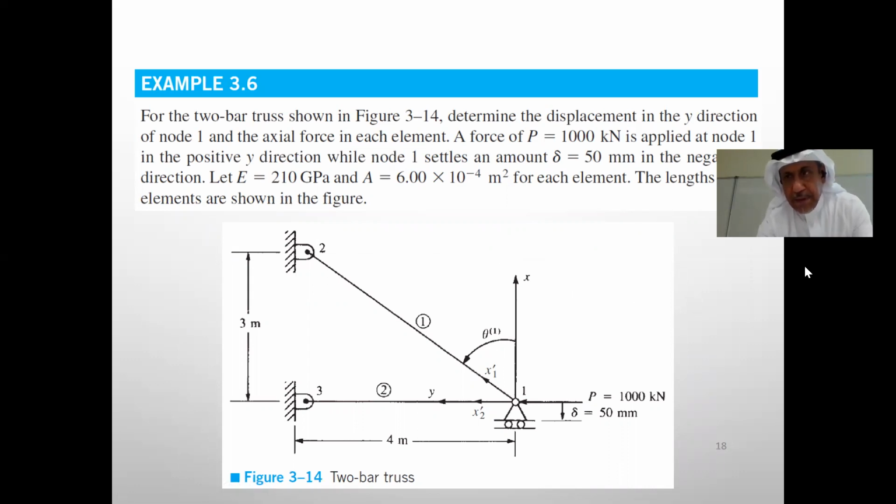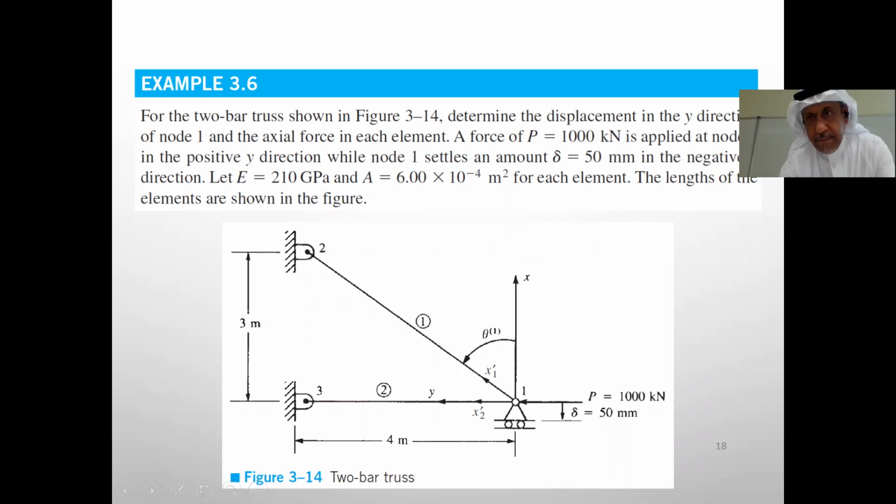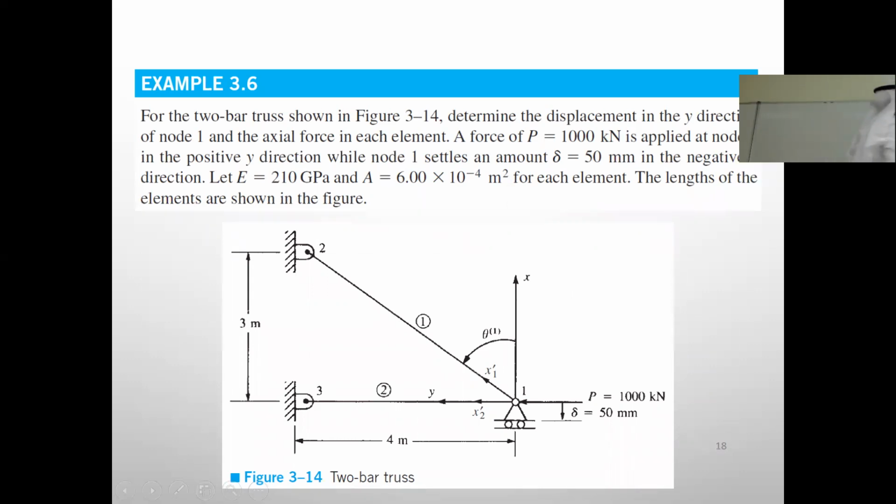Okay, let me put this like that. Now, what is it? Determine the truss with 2 members. We talked about this last time, right? Just stop, okay. This is 2 bars. Determine the displacement in the y direction.